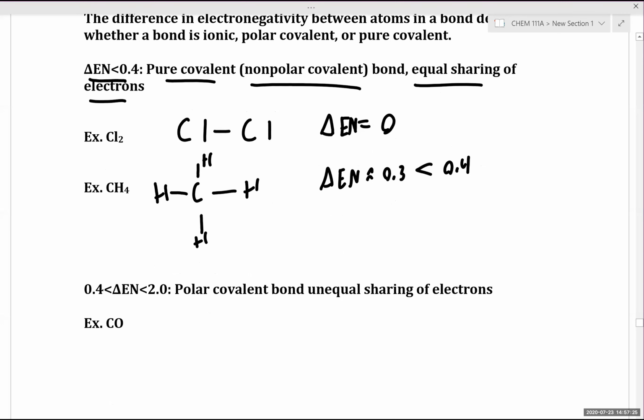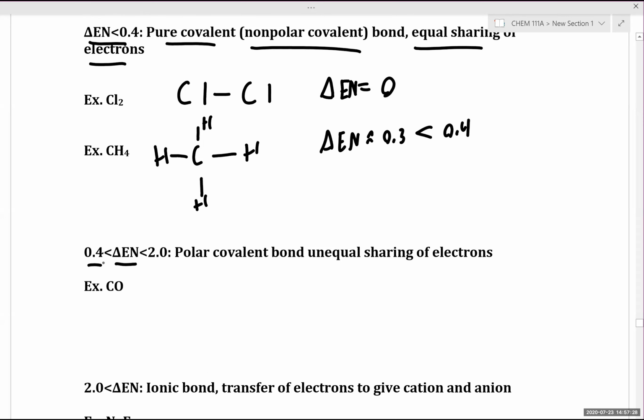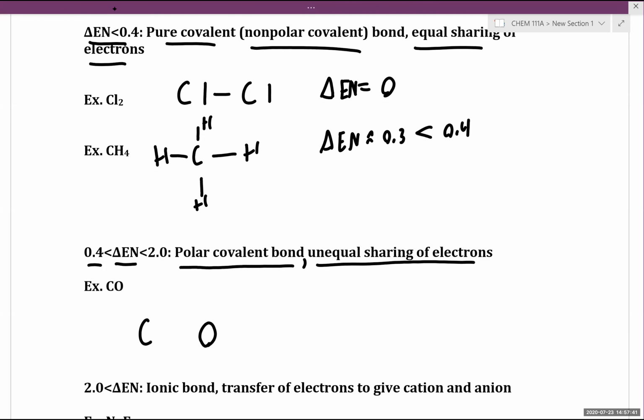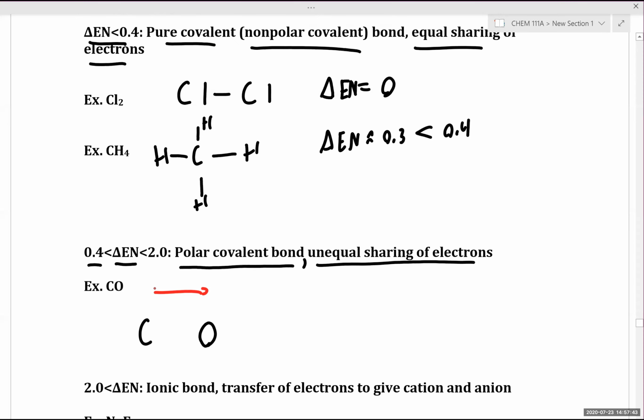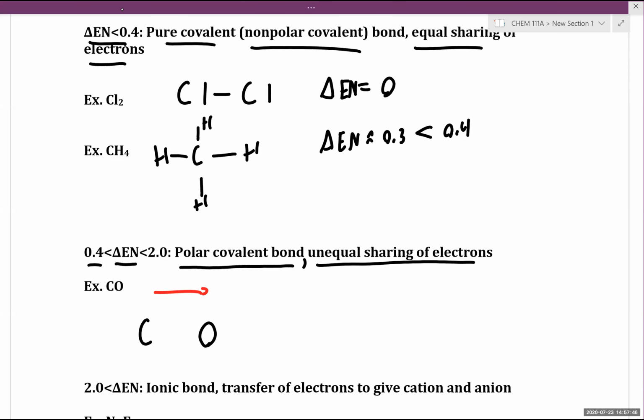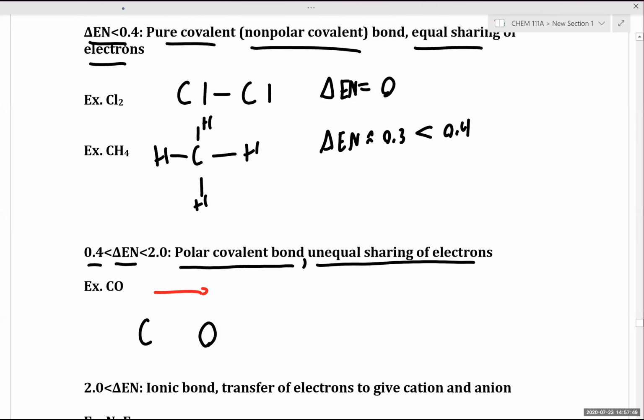Now, a little bit more interesting is if your difference in electronegativity is greater than 0.4, you have what's known as a polar covalent bond. This entails an unequal sharing of electrons. So for example, carbon and oxygen: oxygen is more electronegative. As a result, where will our electron density in our bond prefer to lie, on carbon or oxygen? Will we have more electron density on carbon or oxygen, thinking about the fact that oxygen is more electronegative?